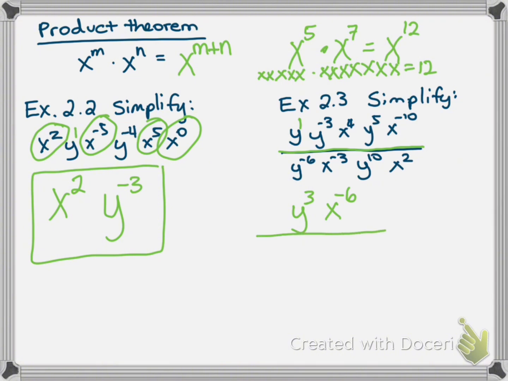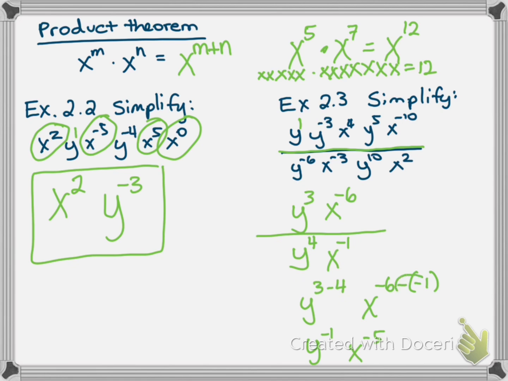Then we go and do the one on the bottom. And again, we do the y's first. Negative 6 plus 10 is 4. And the x is negative 3 plus 2 is negative 1. Now remember that just as if two numbers are multiplying, we add the exponents, we do the opposite if they are dividing. If they are dividing, we subtract, okay? And so in this case, it's going to be y to the 3 minus 4 and x is negative 6 minus 1. So my answer will be y to the negative 1 power and x to the negative 5th power.